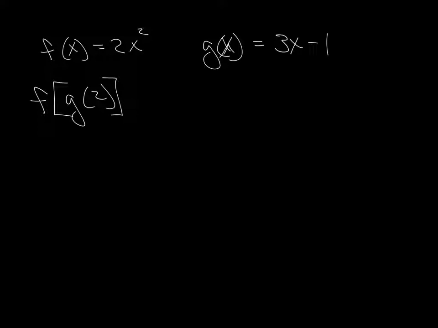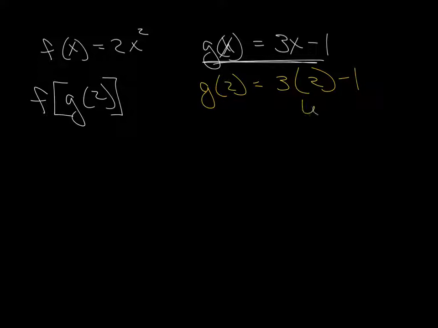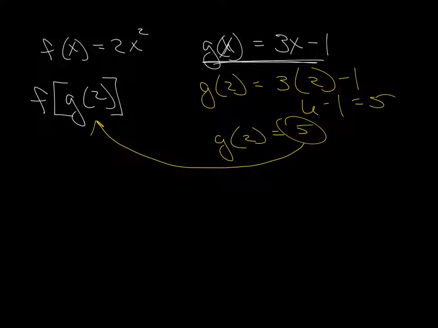When you do these, you always work on the innermost ones first and work your way out. So I'm going to see what g of 2 is. That means I'm going to use this equation. G of 2 equals 3 times 2 minus 1, or 6 minus 1 equals 5. So g of 2 equals 5. Now I'm going to do a substitution. I'm going to take this 5, since it equals g of 2, and put it in there. Now instead of g of 2, I have f of 5.